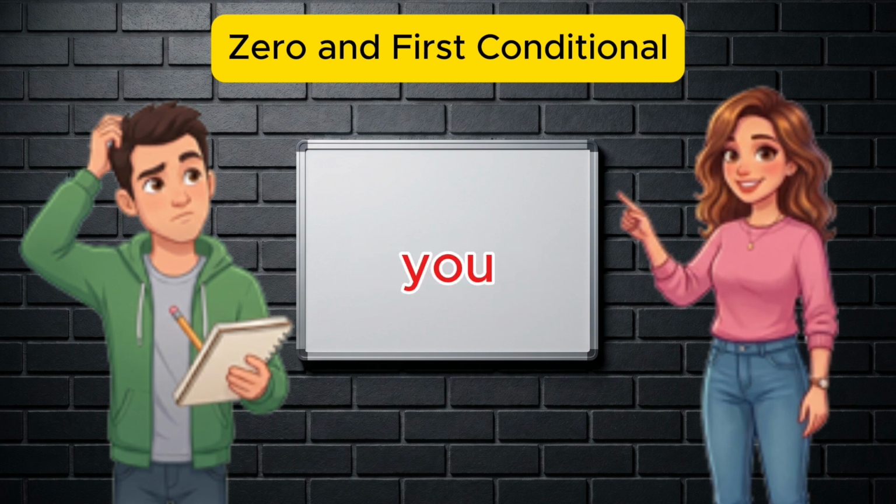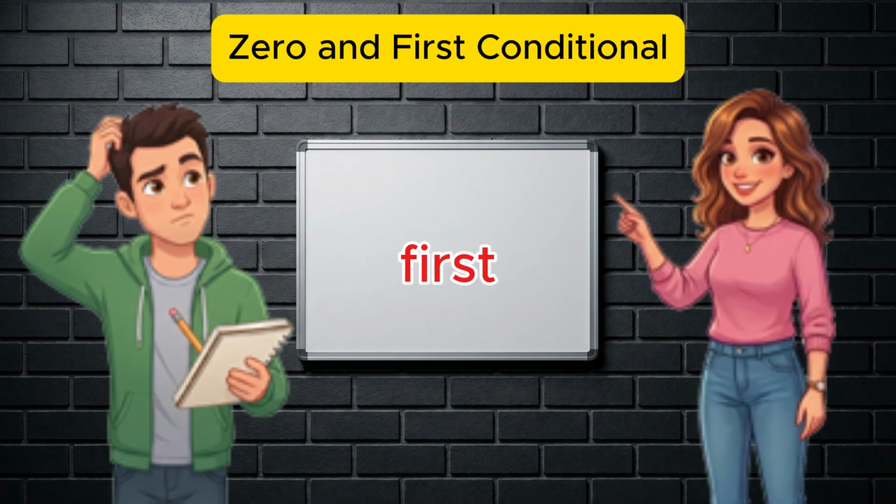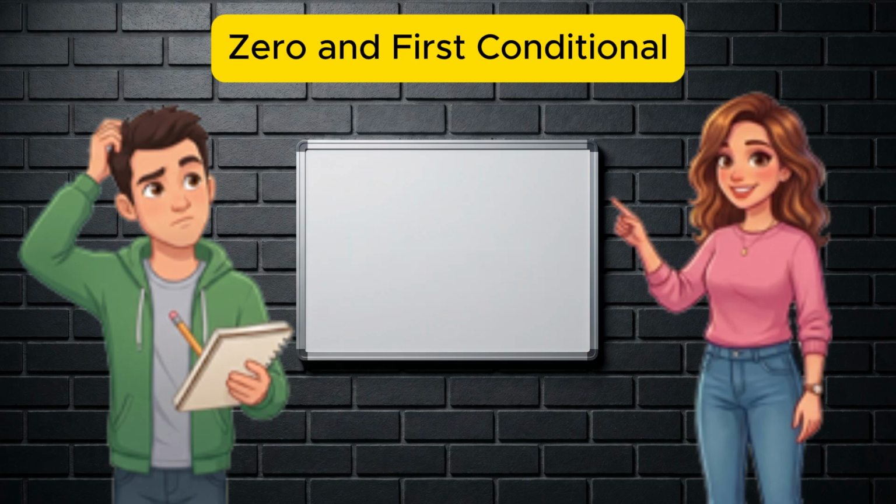Exactly. If you touch fire, you get burned. That's zero conditional, always true. If you touch that hot stove, you will burn yourself. That's first conditional, a warning about a possible future action. Oh, so if I want to talk about my daily routine, I use zero conditional? Absolutely. Give me an example from your morning routine.